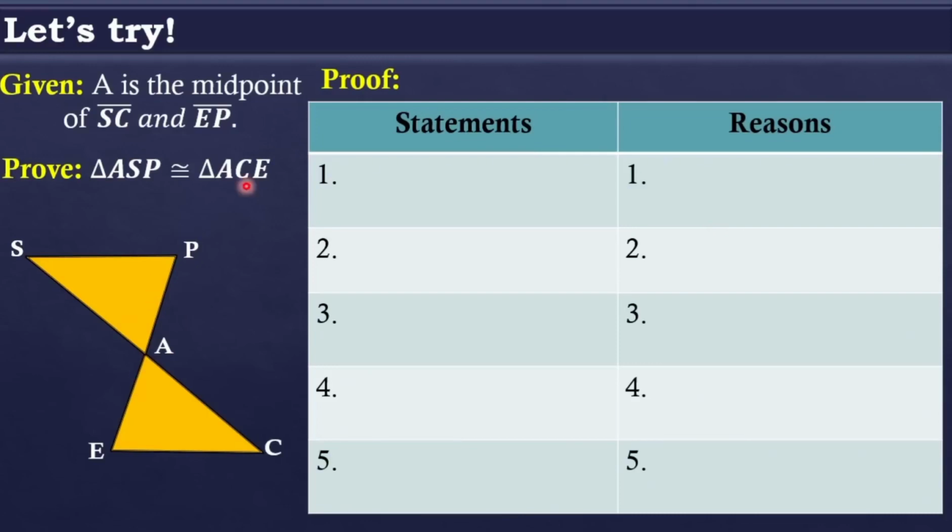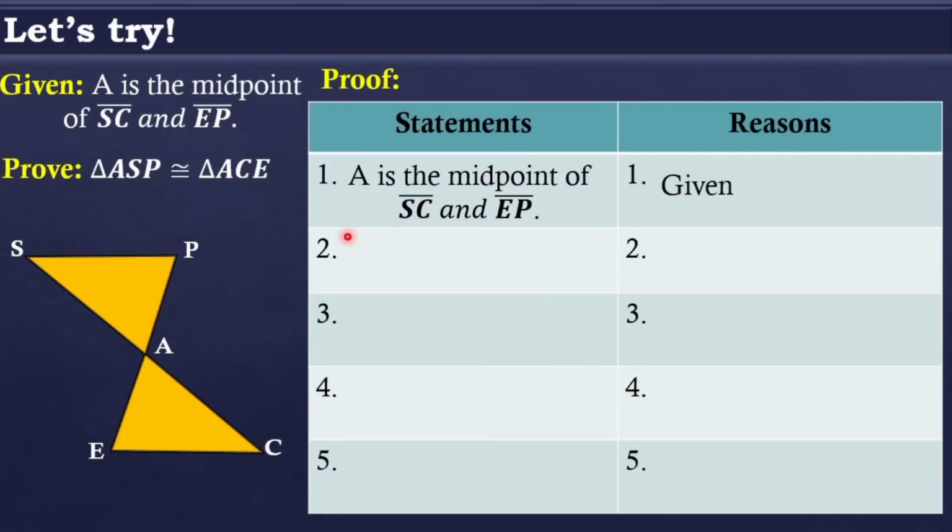Okay, so na-analyze mo na. So, let us start with our proof. So, A is the midpoint of segment SC and segment EP. So, this is given. Now, since midpoint, pag sinabing midpoint, gitna siya. So, ibig sabihin, hinahati niya ito into two congruent segments. Kasi, midpoint siya ni SC, so hahatiin niya to ng pantay. Midpoint din siya ni EP, so hahatiin niya rin tong segment na to ng pantay, ng congruent. So, ayan na po ang ating figure. So, pwede mo yung gamitin as your statement number 2. Kasi based dun sa iyong statement number 1. So, we have SA is congruent to CA, and then PA is congruent to EA.